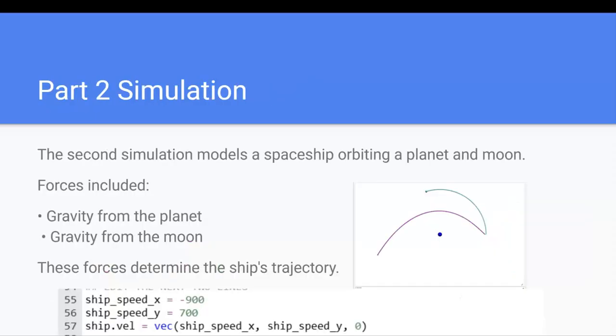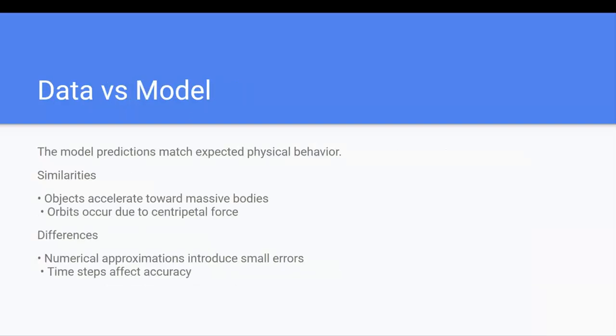In part 2, the simulation models a spaceship moving through a system containing a planet and a moon. The spaceship experiences gravitational forces from both bodies, and using Newton's second law, the simulation updates the velocity and position of the spaceship over time to produce its trajectory.